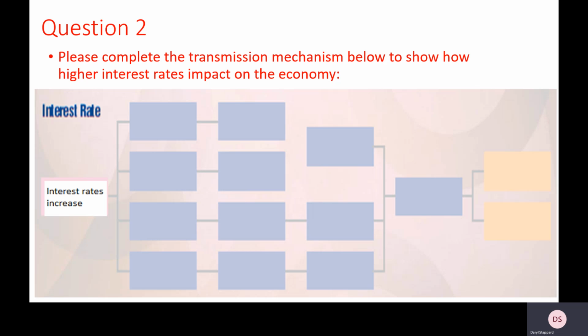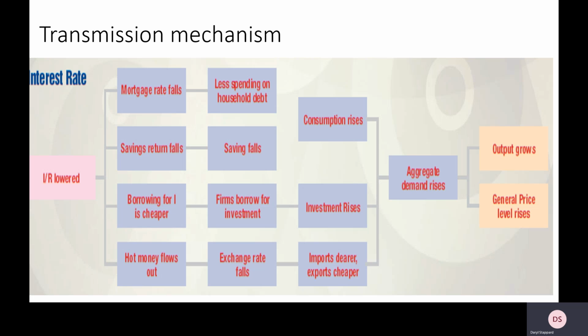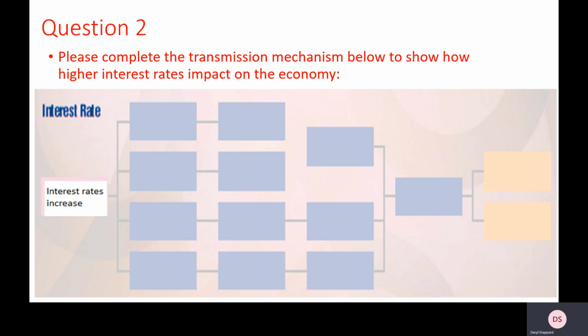Right, everyone, I've got a question for you to put down the answers to. Now, question 2, you've got here again the transmission mechanism of monetary policy, but I want you to now think about what will happen when the base interest rates increase. Now, if I was to go back quickly to this, we can see here the impacts on the economy of interest rates being lowered. You can use that to help you, but I now want you to think about what the impacts will be on the economy when interest rates increase. So have a go at filling in this transmission mechanism showing the impacts on the economy of an increase in interest rates. So hit pause now, please.